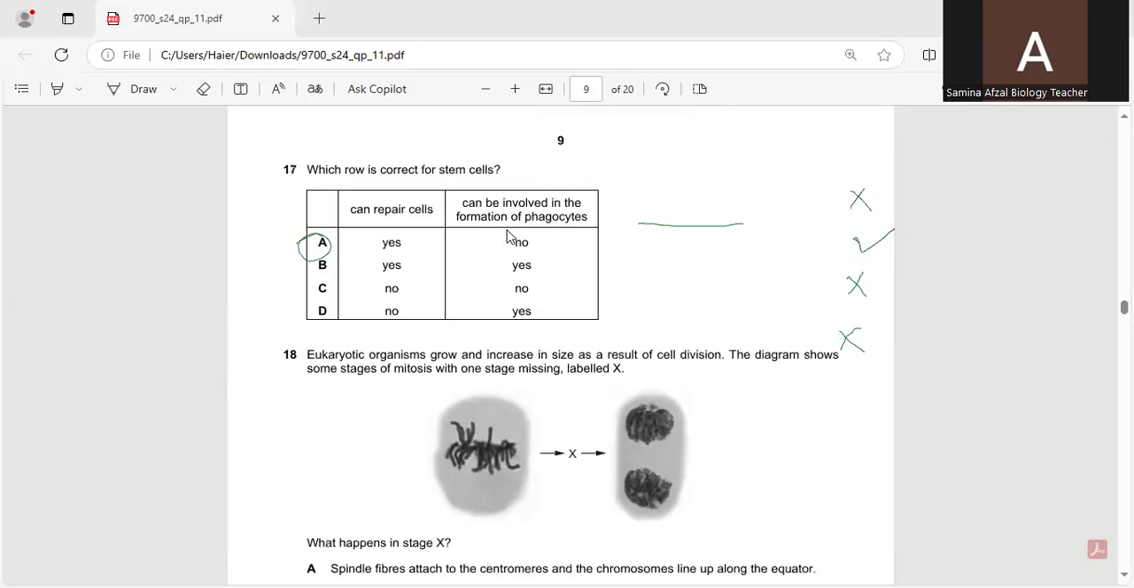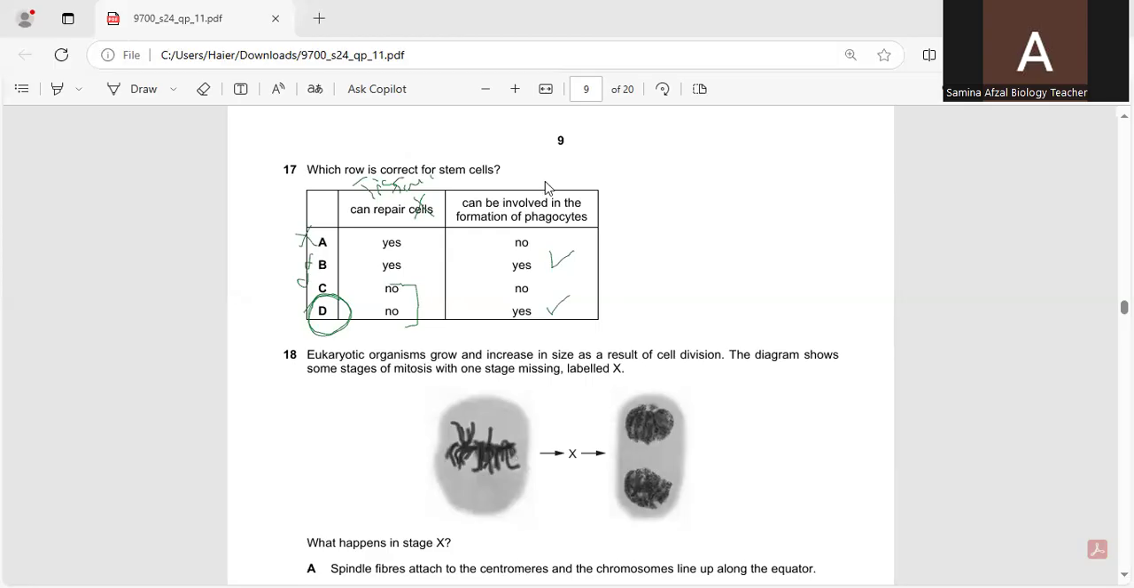Question number 17. Which row is correct for stem cells? Can they repair cells? No, they cannot repair cells. They can repair tissues. They can be involved in the formation of phagocytes. So according to this, D is the correct option. A, B, C are not correct. Only D is the correct option.